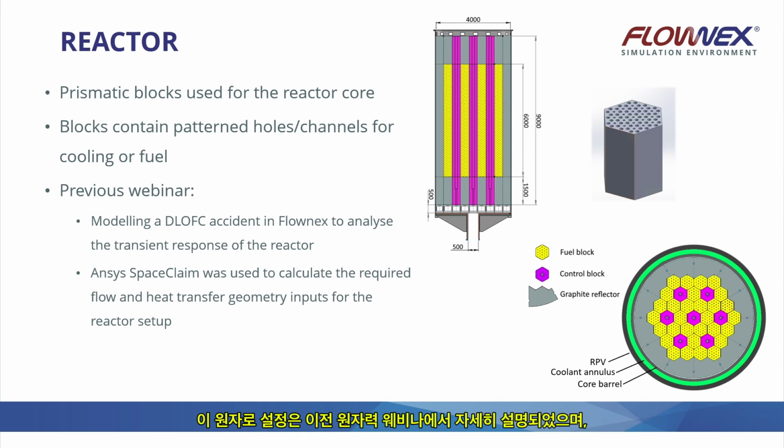The reactor setup was explained in detail in our previous webinar, where ANSYS SpaceClaim was used to calculate the required flow and heat transfer geometry from a CAD file. These parameters were written directly to the reactor geometry editor in Flownex, eliminating the need for any user inputs.